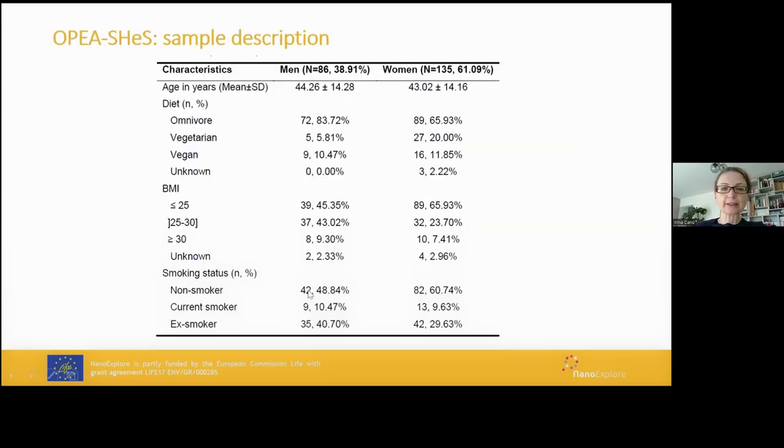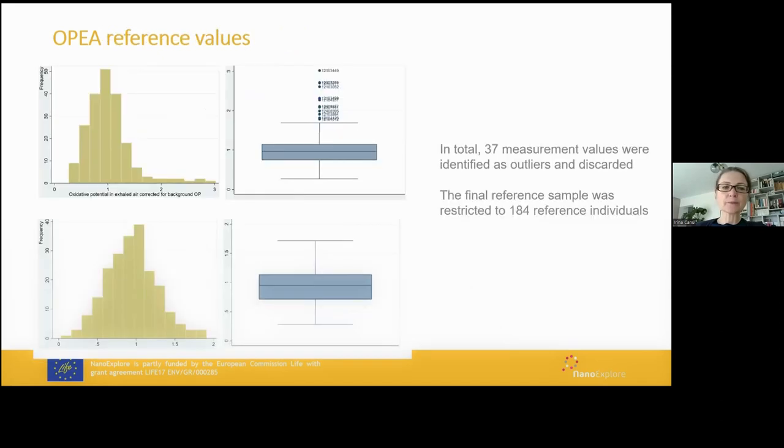So here you can see the distribution of our participants. We had more female than male. They were almost of the same age, and we could assess the characteristics such as diet, body mass index and smoking status, which are important to consider when dealing with reference values. Here you can see the first distribution of the OPA, which is standardized by the oxidative potential in ambient air.